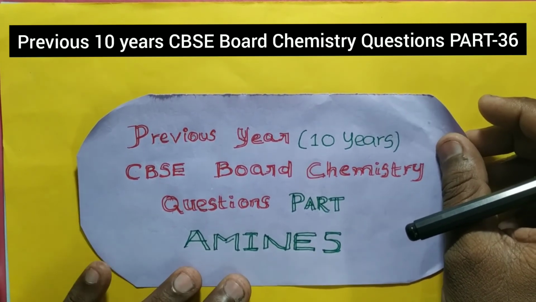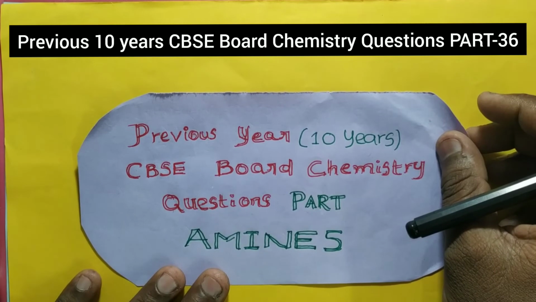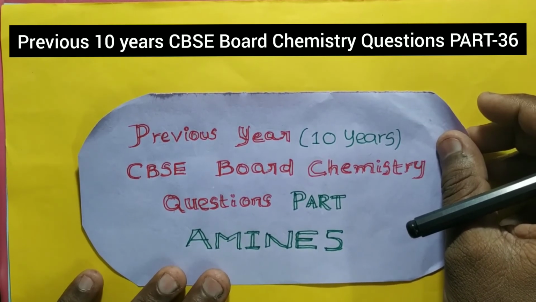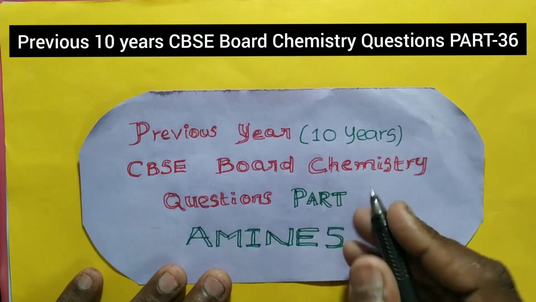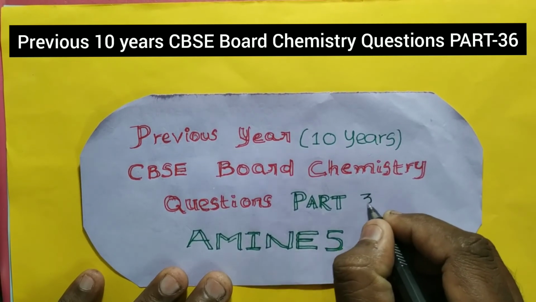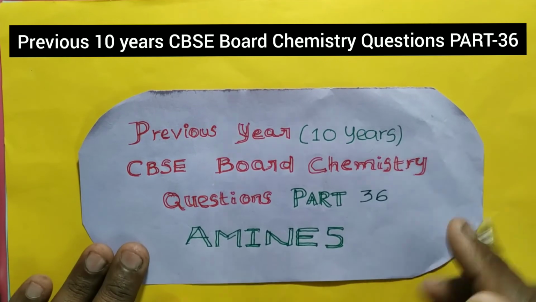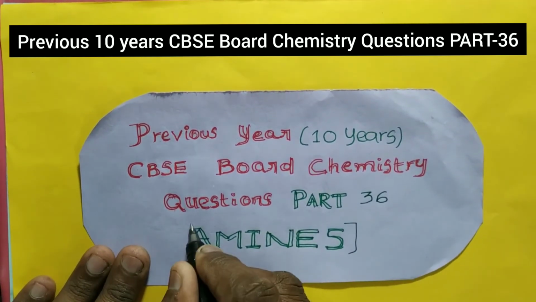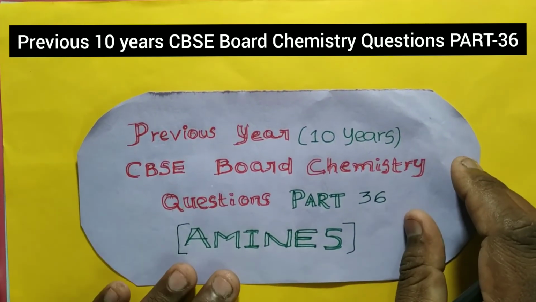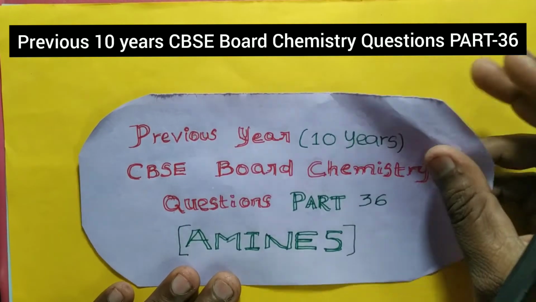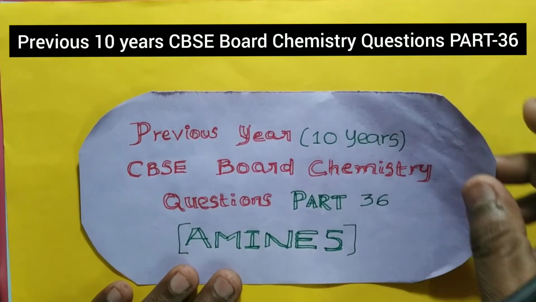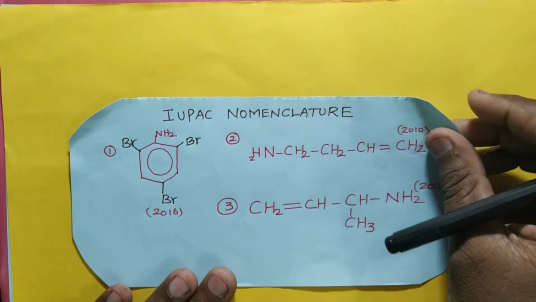So here today we are going to discuss the previous year, that is the last 10 years of CBSE board chemistry questions, in which part 36. We are going to discuss the amines. From today onwards we are going to start the amine chapter, in which the first thing is, let us start with the IUPAC nomenclature.